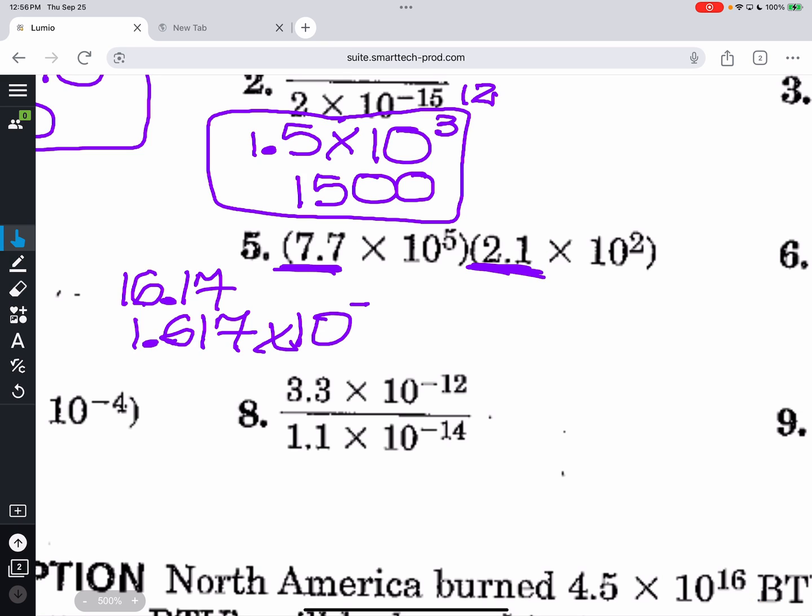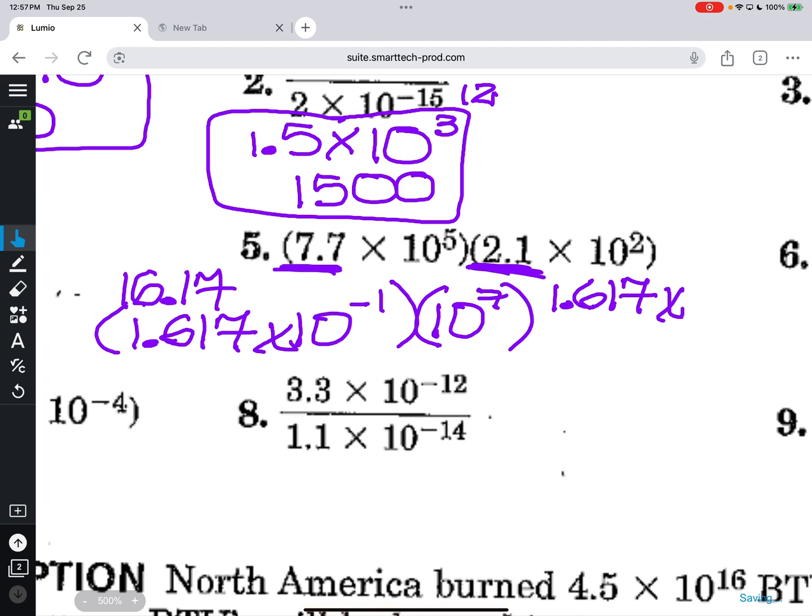What do we do with our exponents? Because we're multiplying, we're going to add our exponents. What's 5 plus 2? So it's 10 to the 7th. So what would our final answer be? 1.617 times 10 to the 6th. And how many zeros will we have on our answer? 1617 and three zeros. And there's our big old number.